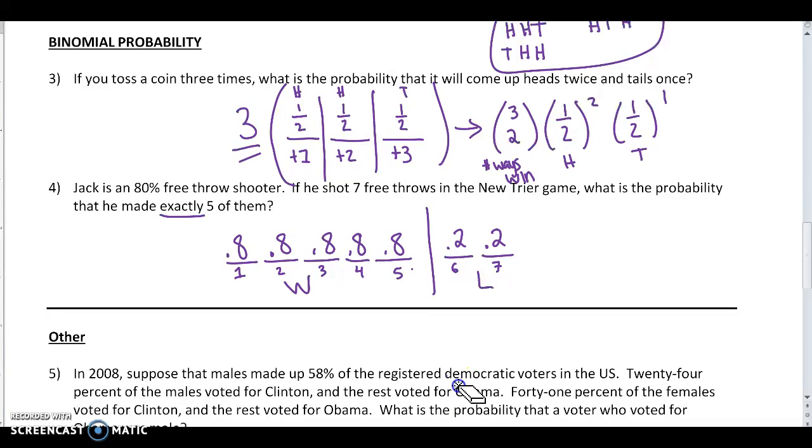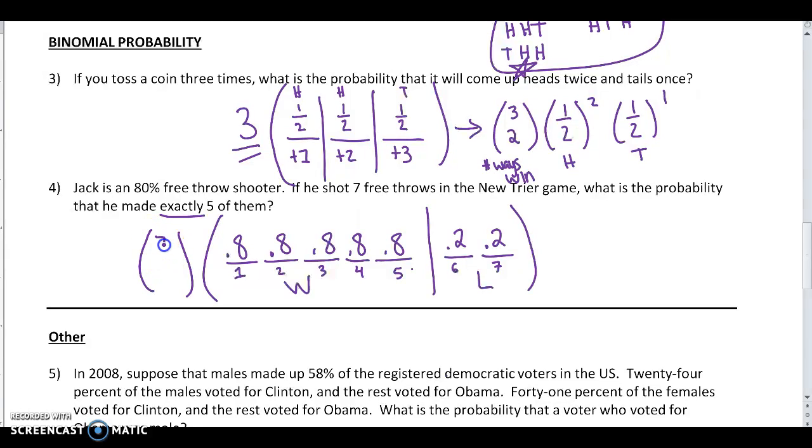Now, just like the last problem, there's more than one way this can happen. He could make the first 5 and miss the last 2, or he could even miss the first 2 and make the last 5, or some combination of that. So we need to multiply by the number of ways there are for this to happen. This would be a lot harder to count than the one up here, which is why using a combination is good. And just to reiterate why this is a combination: it's because order doesn't matter. It doesn't matter if he makes the first 5 and misses the last 2, or the other way around.